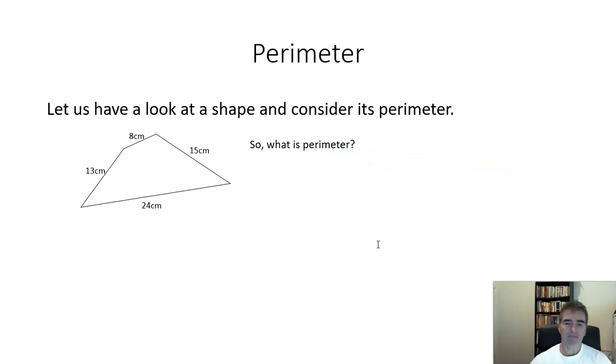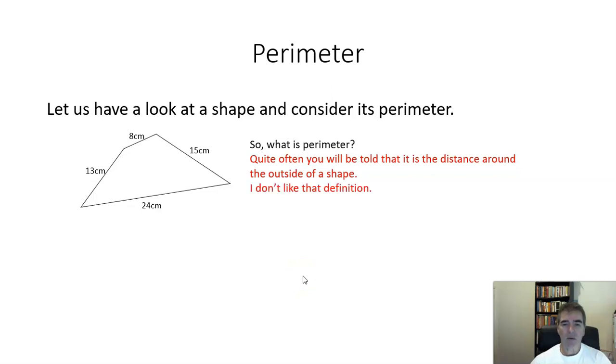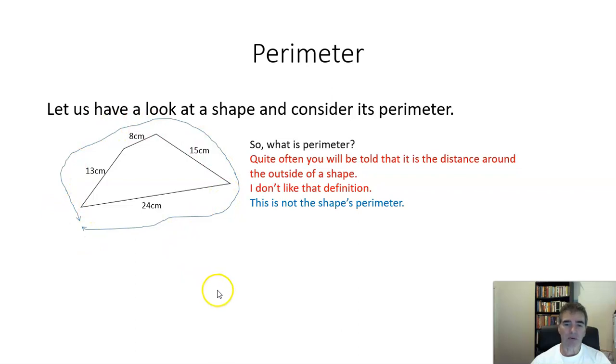So what is perimeter? Well, quite often I have students coming into my classes and they say it's the distance around the outside of a shape. And for that point in time, they're correct because that's what they've been told. But I don't really like that definition. The reason why I don't is because I could go around the outside of a shape, but that's not its perimeter. When I show that to students on the board and so on, I think they have a better understanding of what the definition of perimeter is.